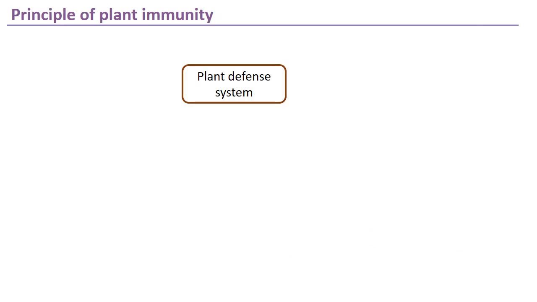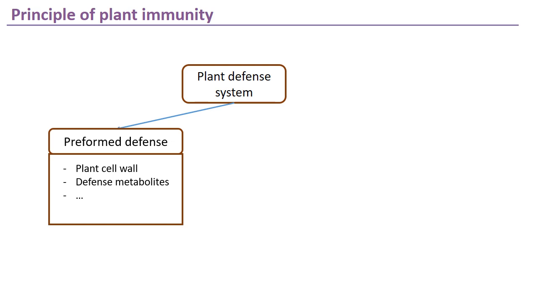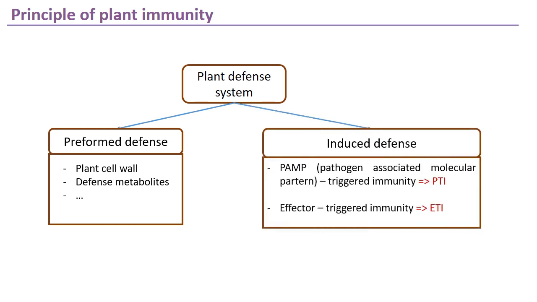So what is the plant defense system? The plant defense system contains preformed defense and induced defense. In preformed defense, plants have a cell wall and some metabolites. They are the first barrier of the defense. But if this first barrier is not strong enough against the pathogen, plant will activate the induced defense. Induced defense contains PTI, which is the pathogen-associated molecular pattern triggered immunity, and ETI, which is effector-triggered immunity.